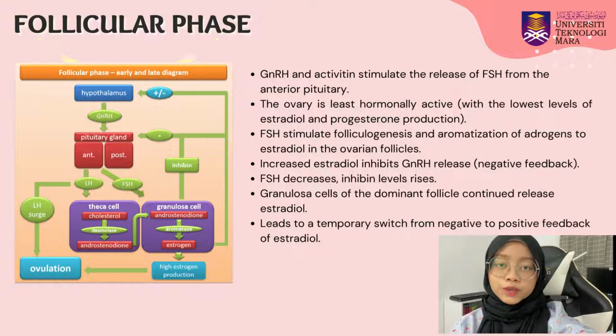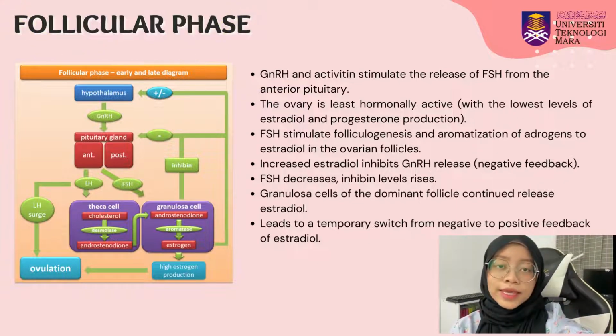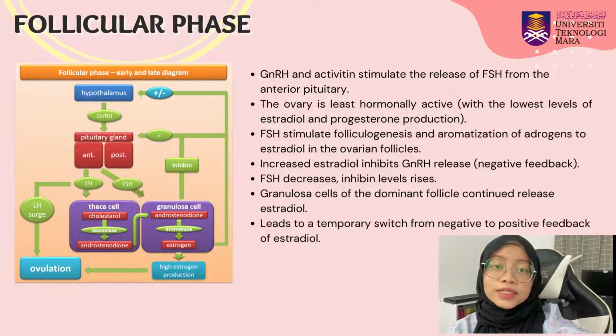FSH continues to stimulate folliculogenesis and aromatization of androgens to estradiol in the ovarian follicles. Increased estradiol inhibits GnRH release from the hypothalamus by negative feedback, which leads to a decrease in FSH. The decrease in FSH is also a result of rising inhibin levels. A dominant follicle is selected at approximately day 7 of the cycle.